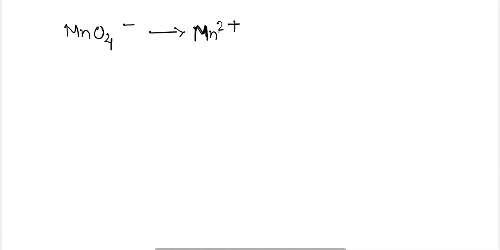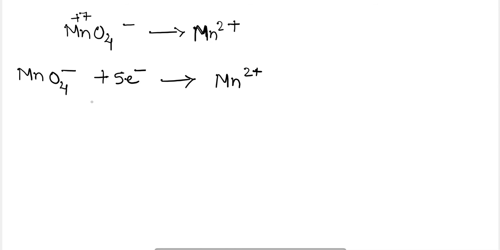So we have to balance the number of electrons. Here 2 plus is there, and here plus 7 is there. So more charge is on the left, so we will add 5 electrons on the reactant side in order to balance the charge here.